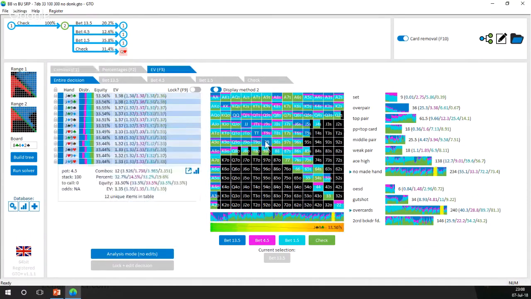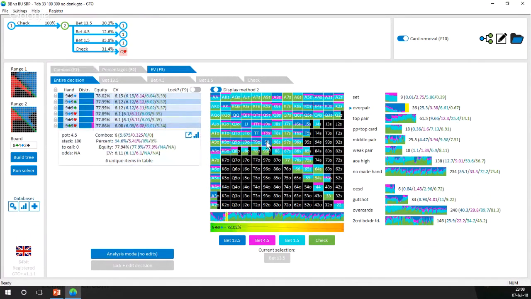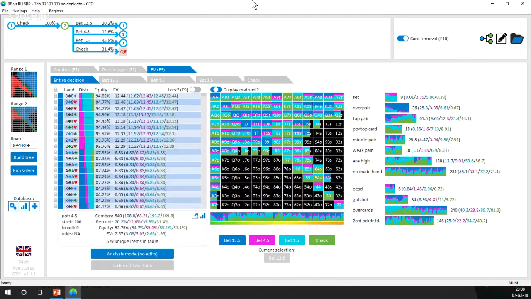So you can check the EV difference, right? So here the EV of betting three times the pot is 6.15 with the pocket nines, and the EV of betting half the pot is 6.04. So the difference between the two is roughly a tenth of the big blind, or 10 to 11 BB per 100 hands. That sounds pretty big. So it is quite a difference. So it is important to know these kinds of spots, but these kinds of spots don't happen very often.